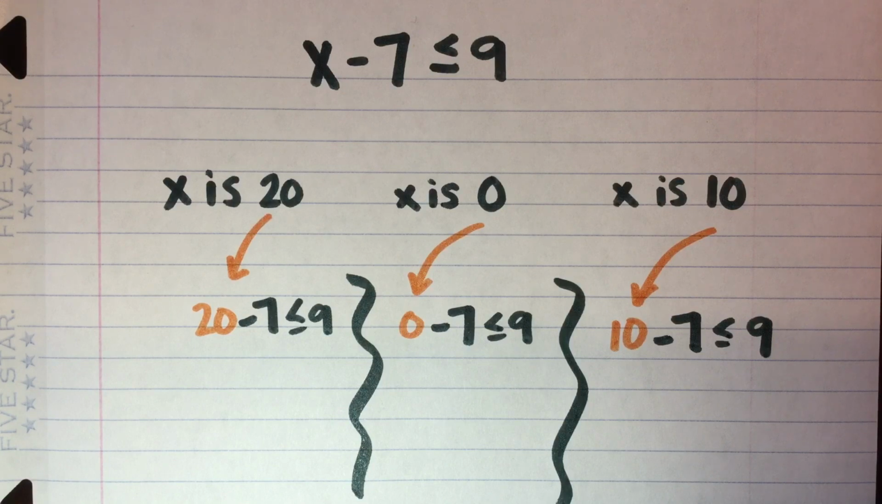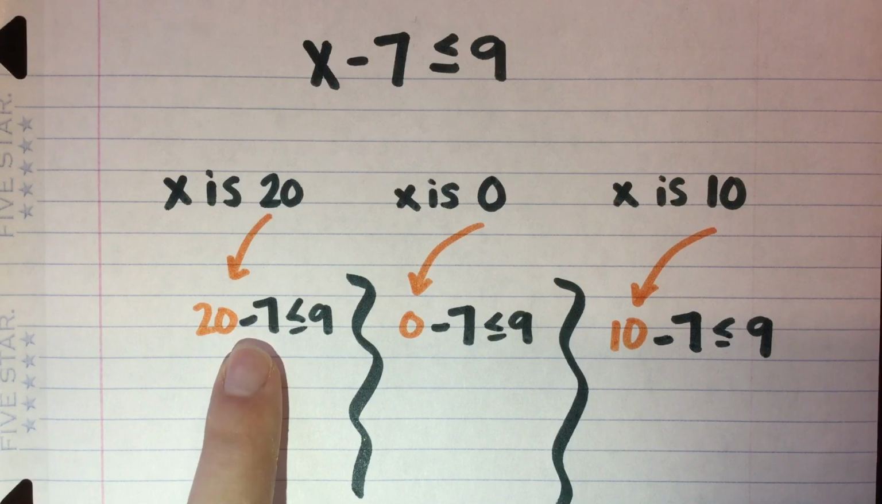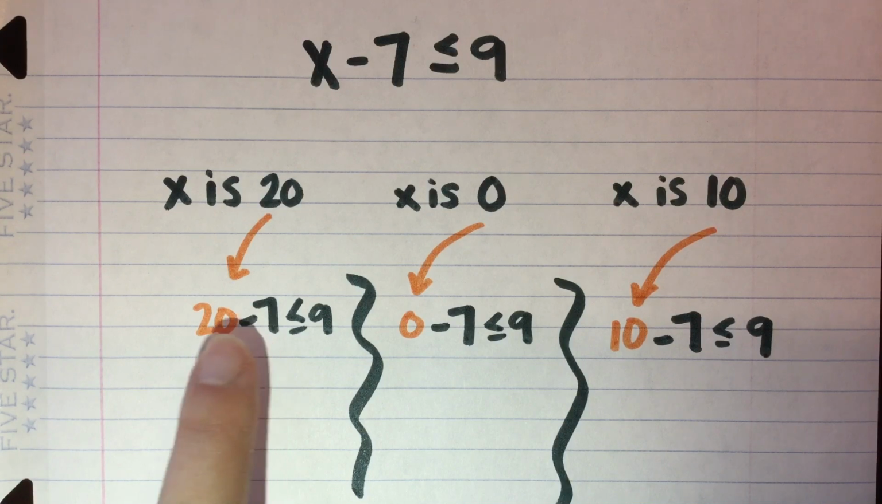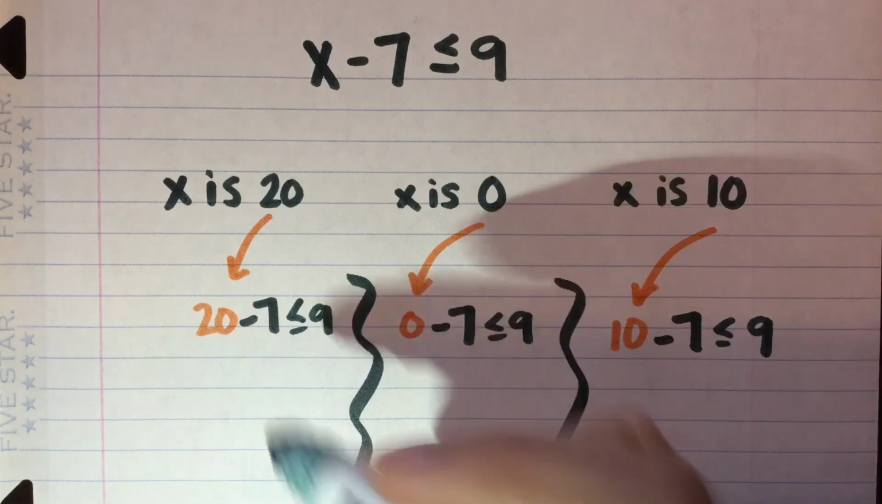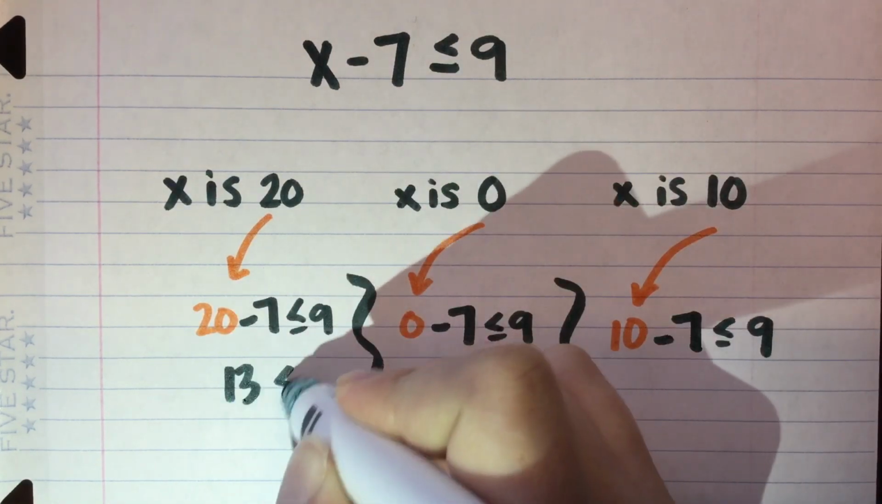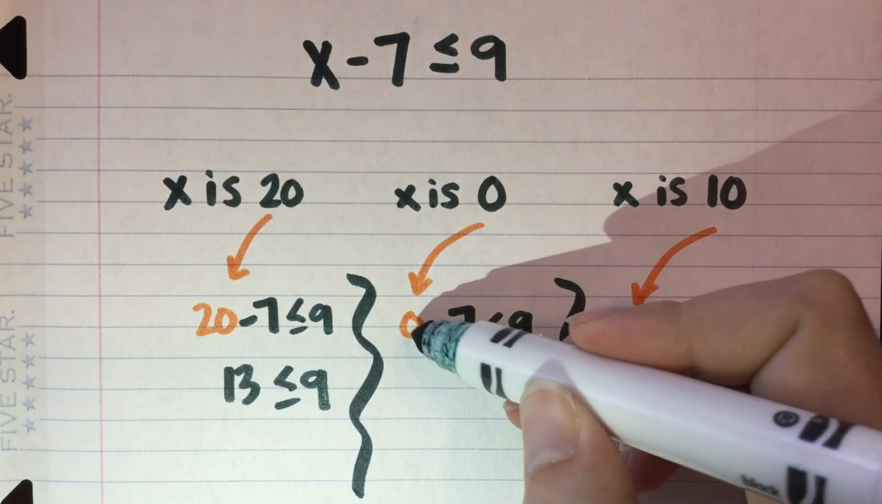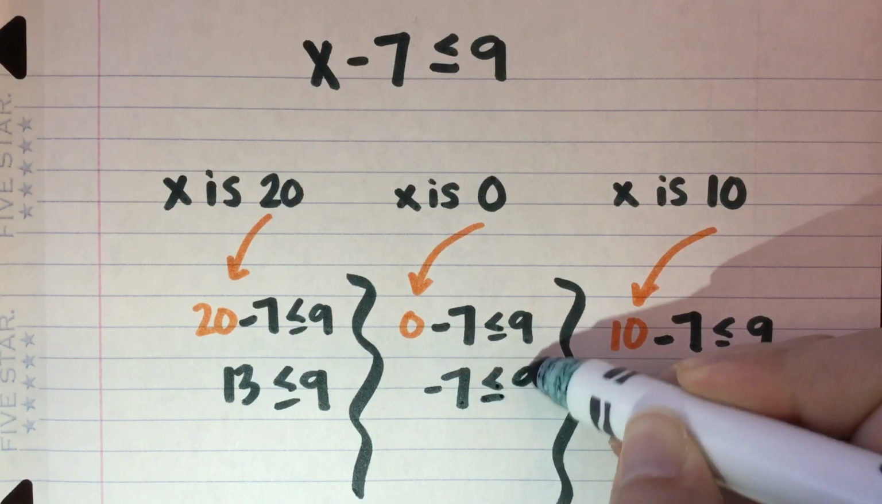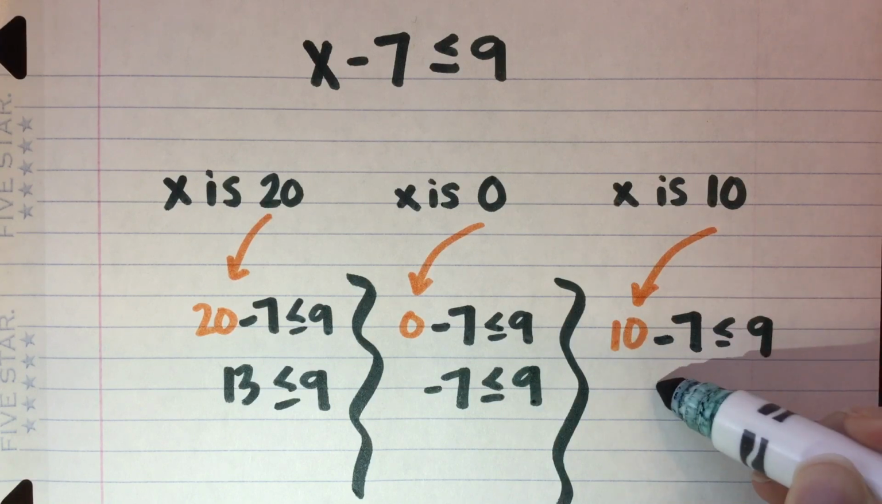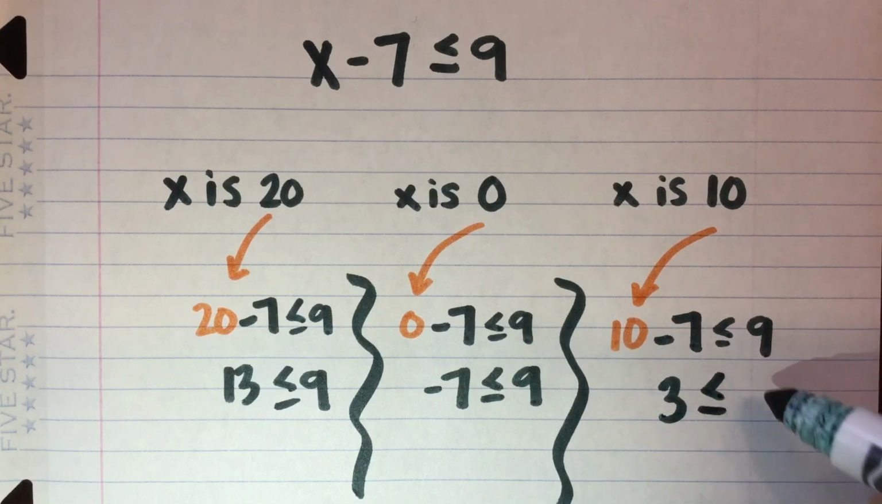The only thing to do now would be to simplify a little bit, because on the left-hand side, I see two terms, but 20 minus 7 can be written simpler. It could be written as 13. And 0 minus 7 could be written as negative 7. And 10 minus 7 could be written as 3.